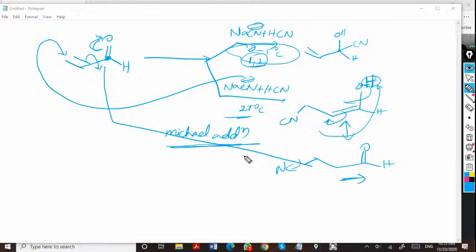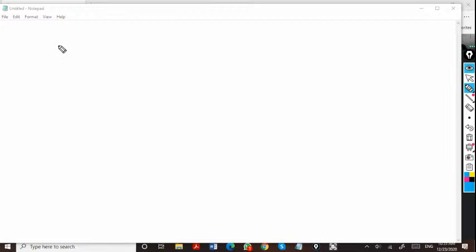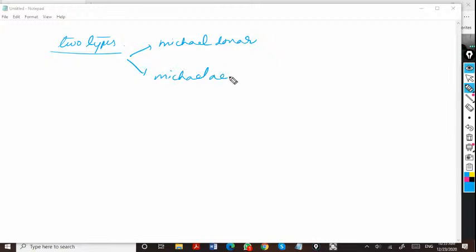Michael addition is the addition to an alpha beta unsaturated carbonyl compound. Generally in Michael addition there are two types of reacting molecules: one is the Michael donor and another is the Michael acceptor. Michael acceptors are nothing but what you have seen so far, alpha beta unsaturated carbonyl compounds.